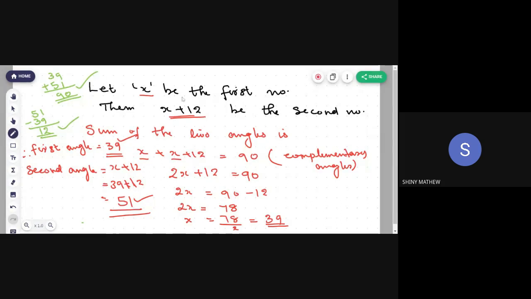Okay, here we took let x be the first angle and x plus 12 be the second angle, and we added and got 39 first. Now suppose we take it the other way: let x be the first angle and the second angle x minus 12. That is also correct. Then you will get 51 first and 39 second. That's only the difference. Anyway, the numbers will be the same.